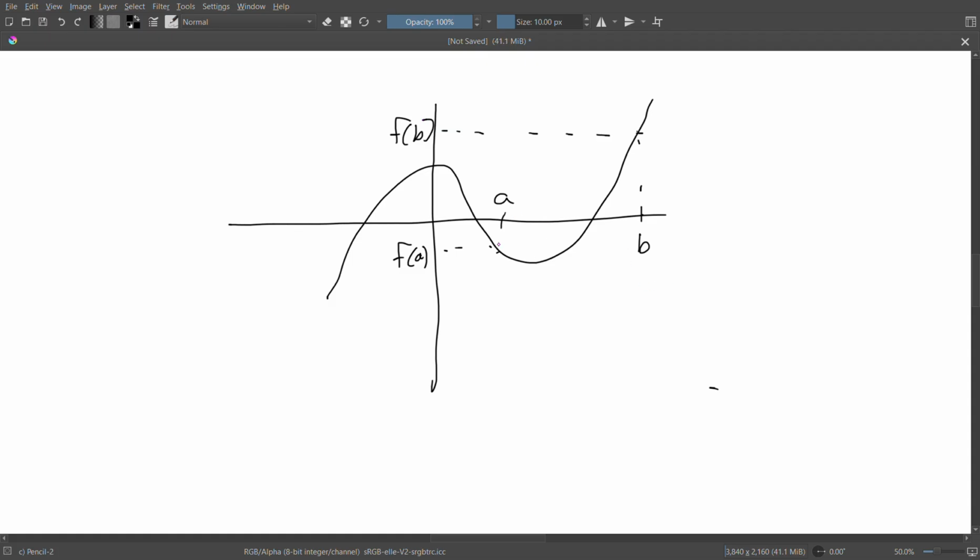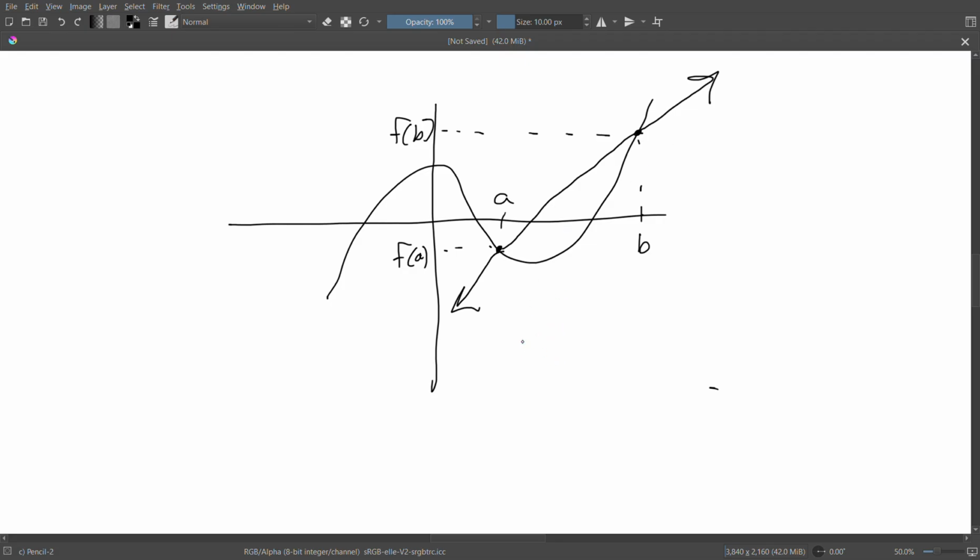Then what I can do is I can form something called a secant line between these 2 points on the function. So here, right? So a secant line is really just a line formed between 2 points on a function. And because it's a line, I can find out the equation of that line using point-slope form.